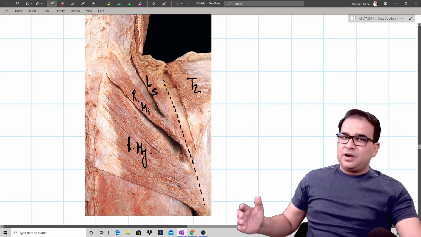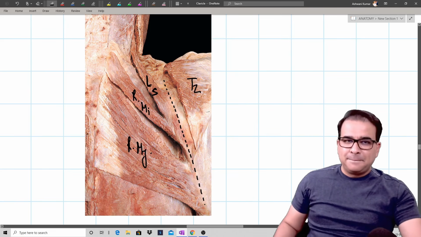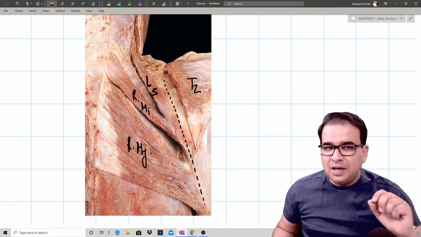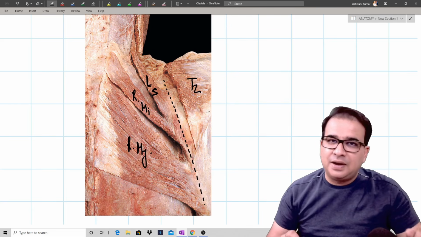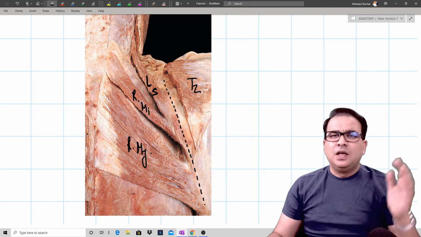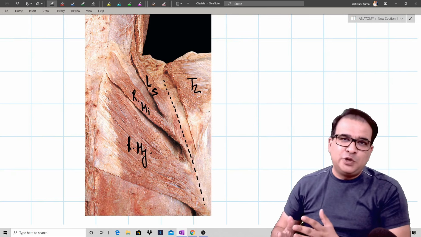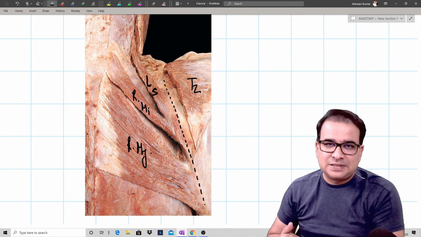The three muscles, as we already discussed, attach along the medial border. Minor was at the root of the spine of the scapula. Major was from the root till the inferior angle. And they're all covered. When the trapezius muscle is intact here, obviously you will not be able to see any of these muscles.